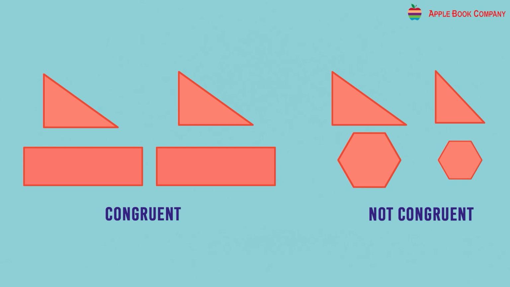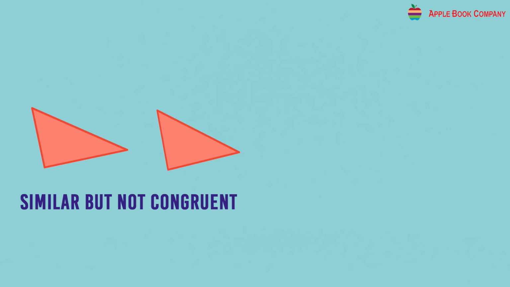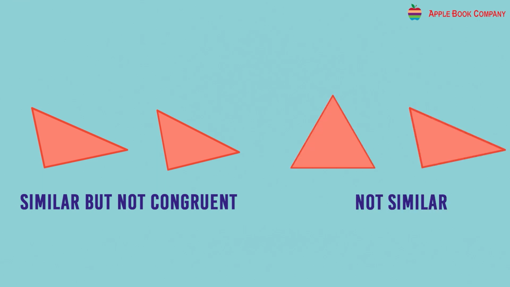Figures that have the same shape but not necessarily the same size are called similar figures. Similar but not congruent. These are triangles which are not similar. Only congruent figures can tessellate. Similar figures cannot necessarily tessellate.